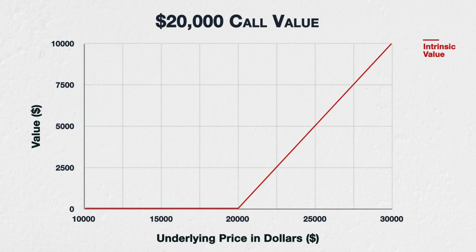You may recognize this shape, as this looks almost identical to the profit or loss line at expiry for a call option. The difference here being that no adjustment has been made for the premium paid for the option. Another way you could describe intrinsic value is how much the option would be worth if it was exercised or expired immediately.